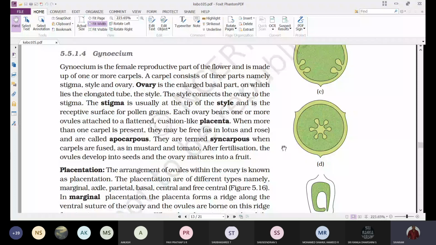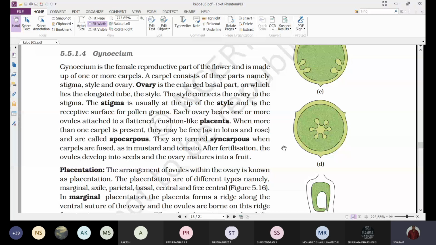Next, coming to the fourth whorl of a flower, that is the gynoecium. The fourth whorl of the flower is occupied by the female reproductive parts of a flower, which are together called the gynoecium. The individual structures representing the female reproductive organs of a flower are called carpels.